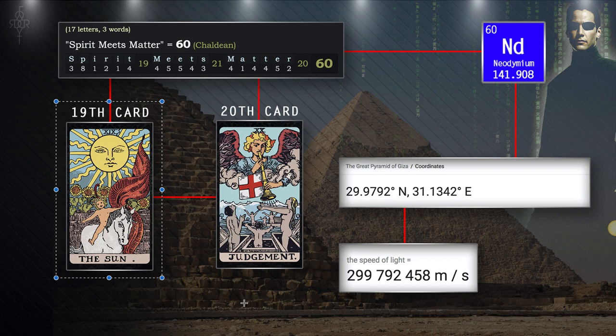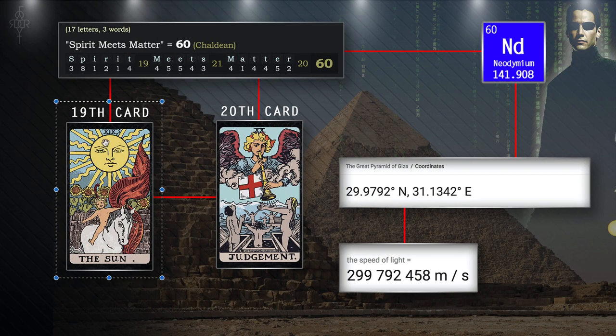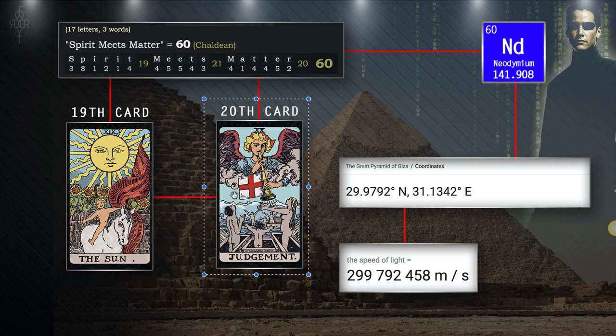And if you're going to go back to source, when you die, death is 19. Well, there's the 19th card. When you die, do you go back to light? Do you go back to source, source energy, and leave behind the physical body that you get judged through?